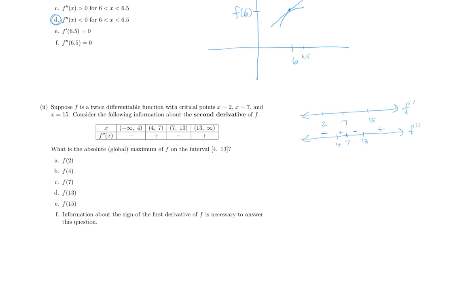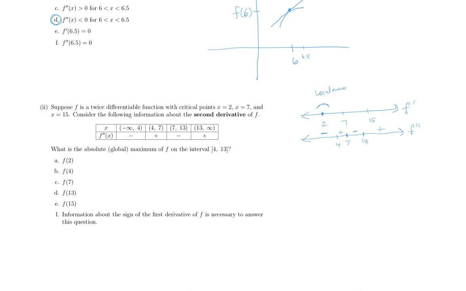All right, and then it asks, what is a global maximum of f on the interval from 4 to 13? When I think about this, I know that it has a critical point at 2. It's concave down there, so that means we have a max at 2, some kind of a local max at 2.